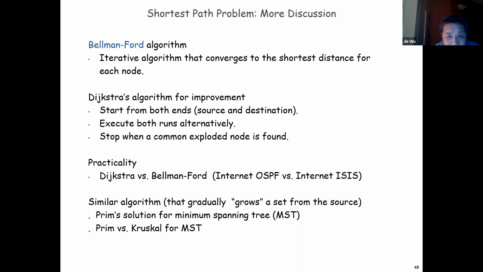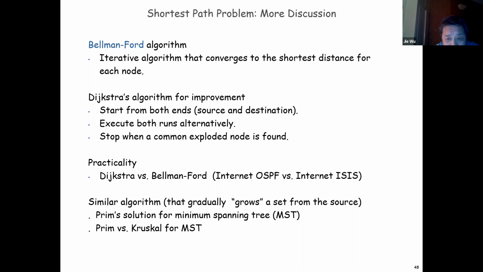Unfortunately, to describe this I would have to use a board. So Dijkstra basically uses global information. Bellman-Ford is distributed, and you don't need the global information. It's just building a table iteratively, updating the table, and it converges to a shortest path eventually.